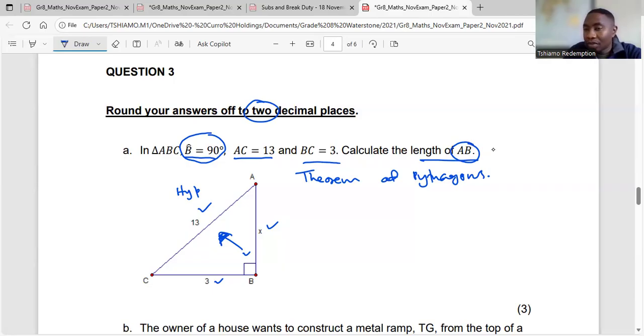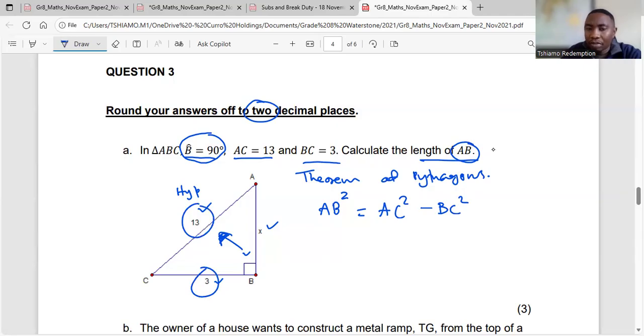We start with the side that we're looking for. So in this case, we are not looking for the hypotenuse, we're looking for the other side. So I'm going to say AB, and remember we square. AB squared equals, then you start with the bigger side minus BC. So we are subtracting because we are looking for the other side. If we are looking for the hypotenuse, we add. Since we are looking for the other side, we subtract. And then subtracting the smaller number from the bigger number.